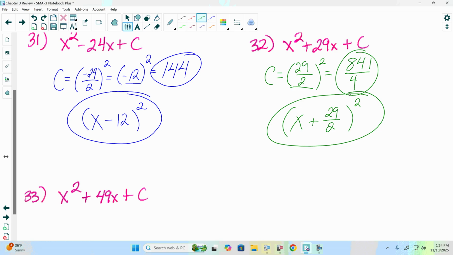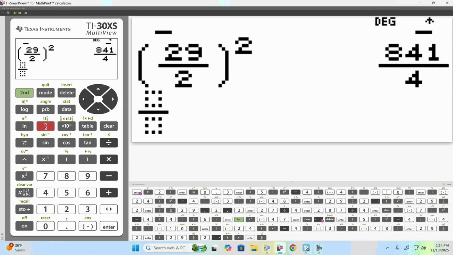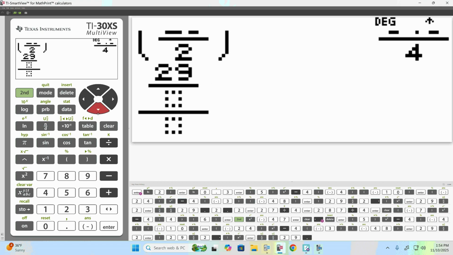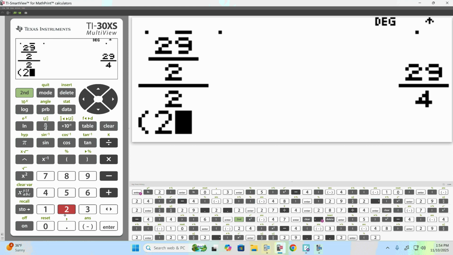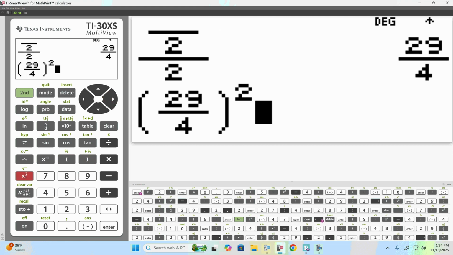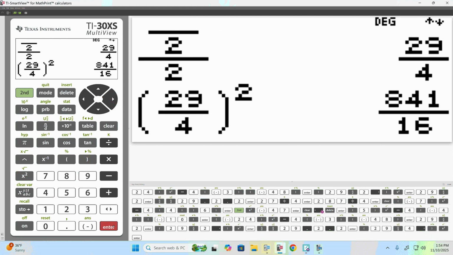And that's it. So if they gave us, say, 29 halves as the value of b, well, that means we'd come in and say, well, the top is 29 halves over 2. Okay, it does simplify to 29 fourths. We put that in the parentheses, and then we would square it, which tells us that it's 841 over 16. Same process. But if we have fractions over fractions, we do need to simplify.